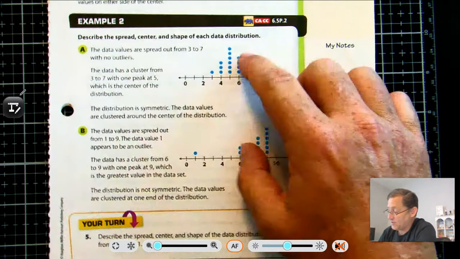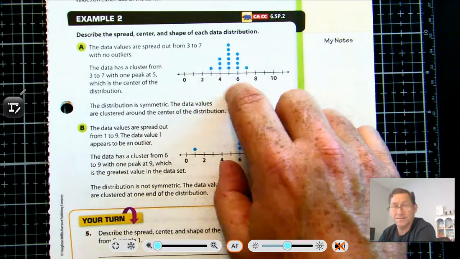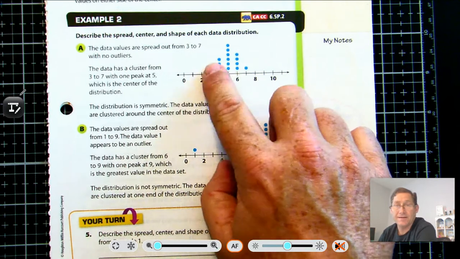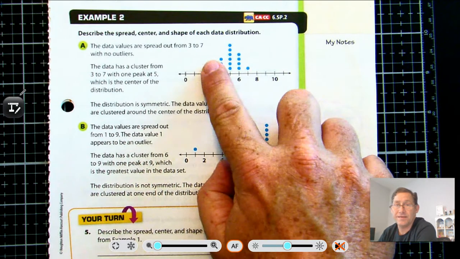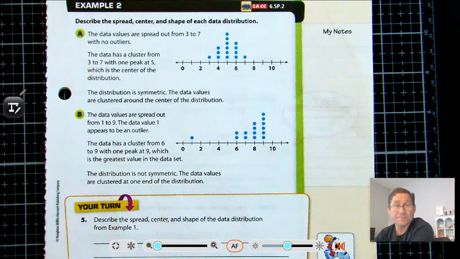Which means that the data values are clustered around the center of the distribution. Okay, here would be the center, and then we have equal amounts on either side of it, or close to equal amounts on either side.